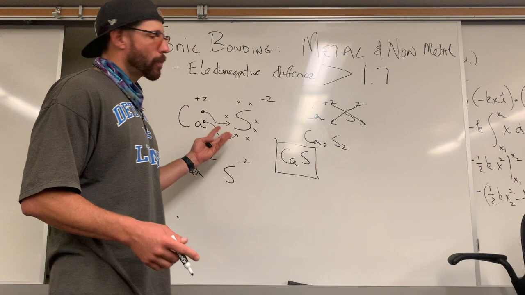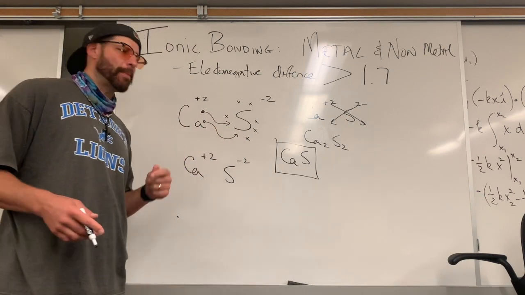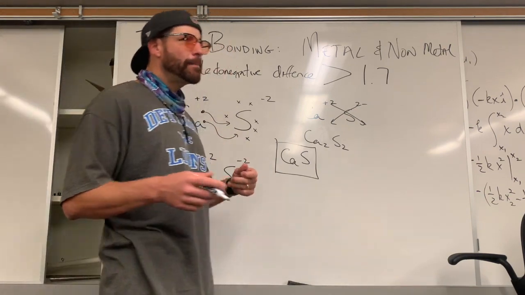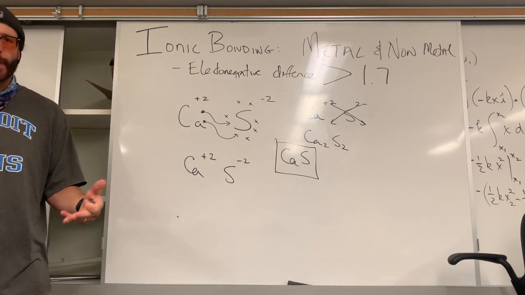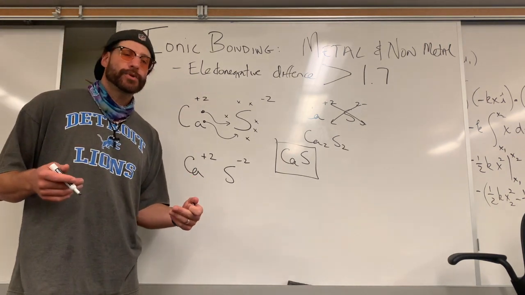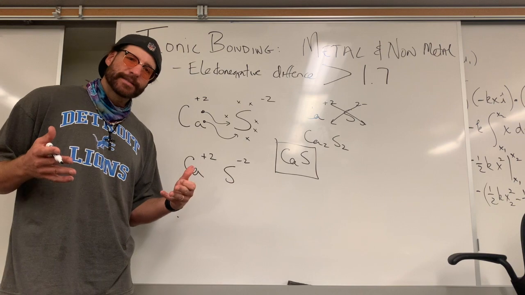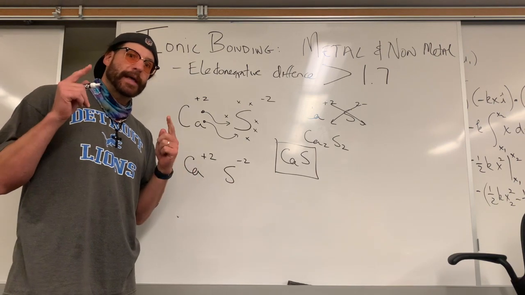Sometimes when we have more than 1, or 2 specifically, we call them binary ions. But what happens if we have more than 2? Can we have ionic bonds with more than 2? The answer is yes, but we're going to get to that in the next video.